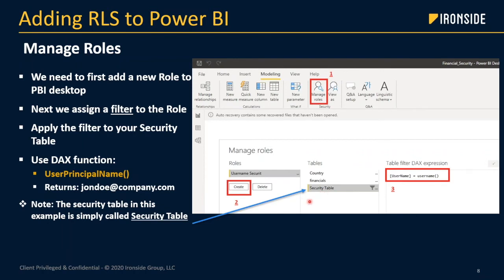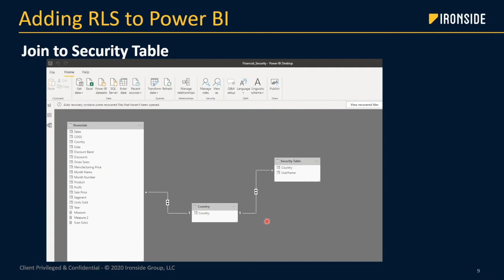Now, if I look on the next screen, what I can see here is that my security table is actually joined into my model. So this is a very simple data set model in Power BI, and we did that on purpose. But what the join is, I have a security table that has a list of the email addresses and countries attached to them, and I join it to my dimension table called country, which then joins to my fact.